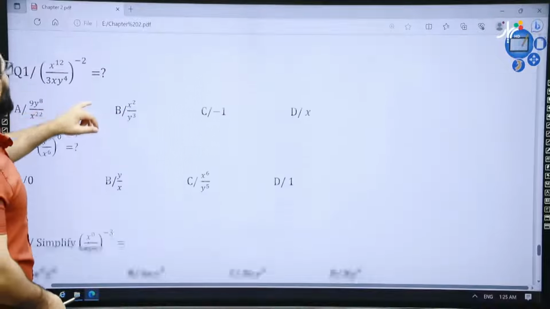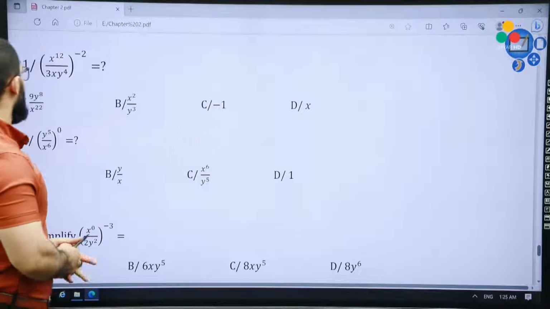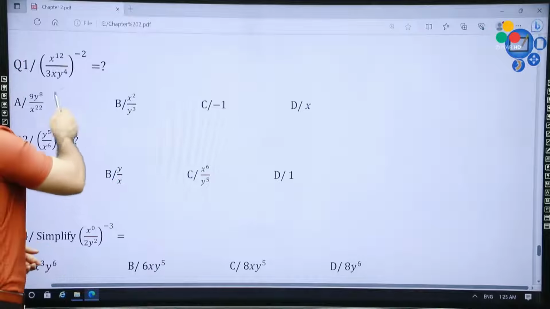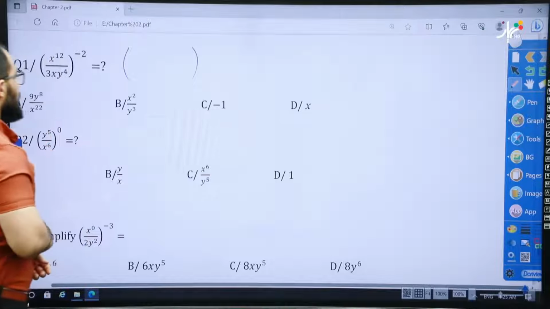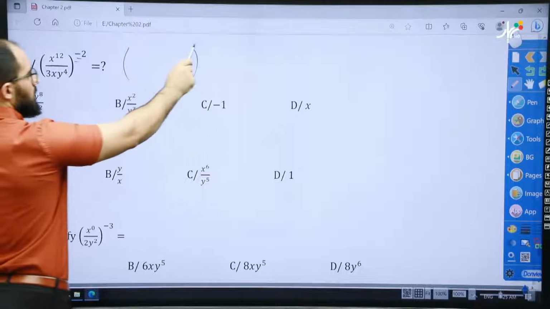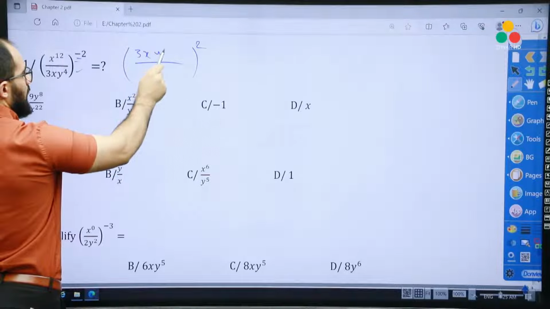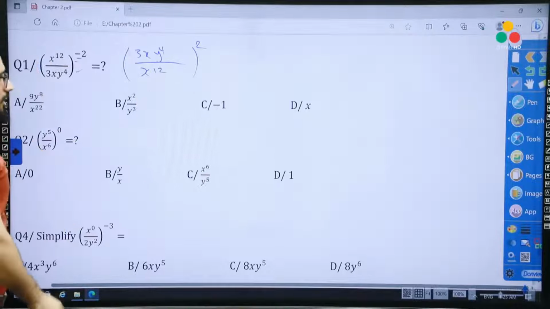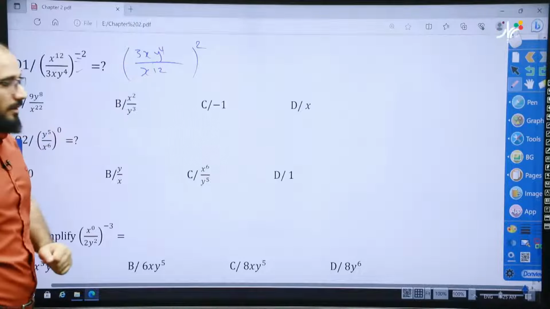Then we have some multiple choice questions, and they are, we have x power 12, 3x y power 4. We have to solve them. First step, I told you, try to upside down the number y, because you have a negative power. Make it positive. Upside down means 3x, y power 4, then x power 12. Then give power 2 to 3, to x, to y power 4, and x power 12.